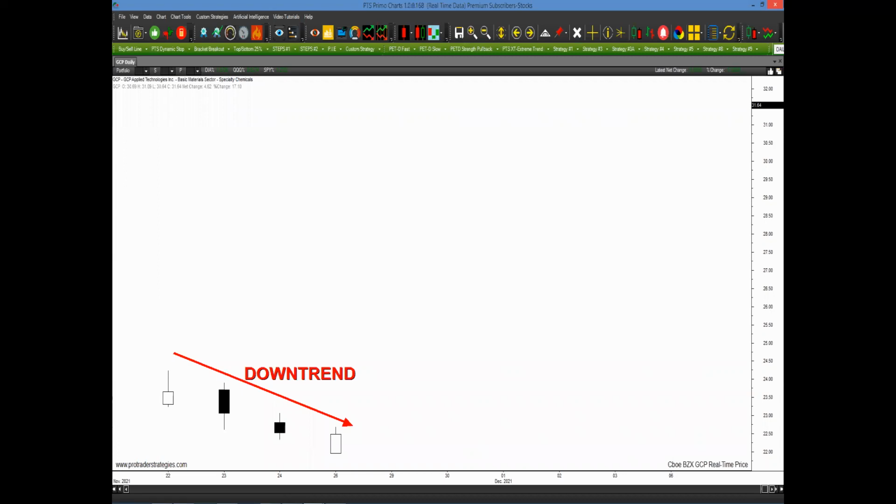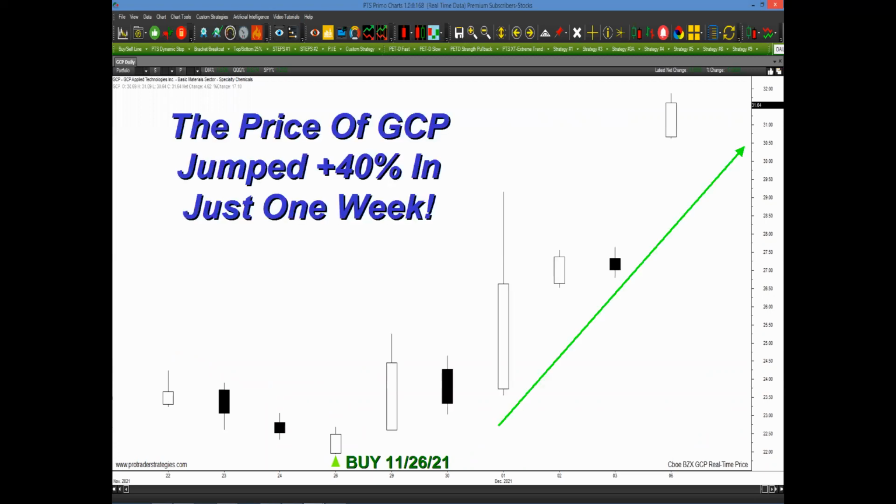Well, not really, because had you scanned for this roughly a couple of weeks ago, you would have seen that a buy signal was generated on the 26th of November. You could have purchased it on the close of that day or the next day and potentially captured a 40-point gain in the stock in just 1 week. Now, this was coming into, I believe, Monday.